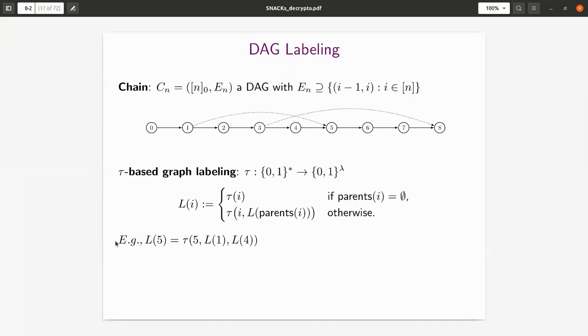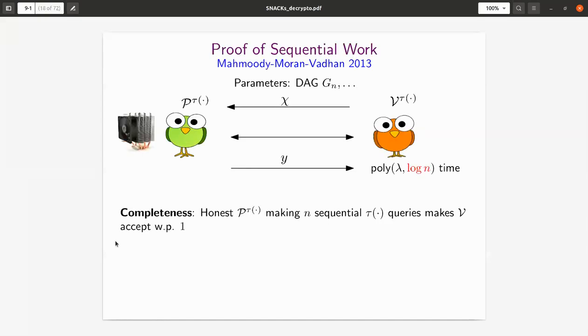And this is enough to start actually with the proof of sequential work. I will start with the definition as a simpler definition and then see how to generalize it once and then generalize it twice. So in a proof of sequential work, you will have a verifier and a prover. For the rest of the talk, all my provers and verifiers have access to random oracles.